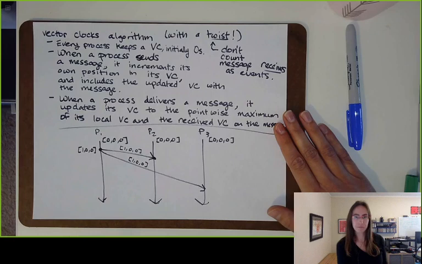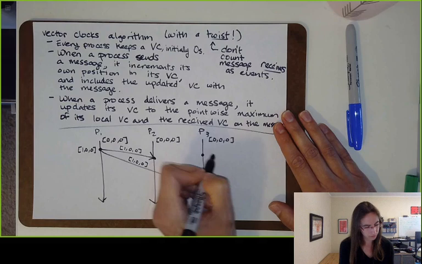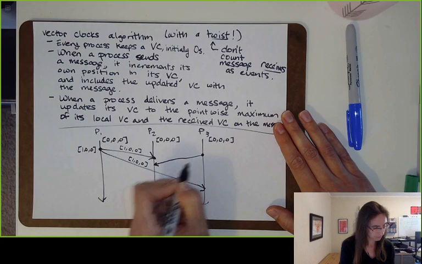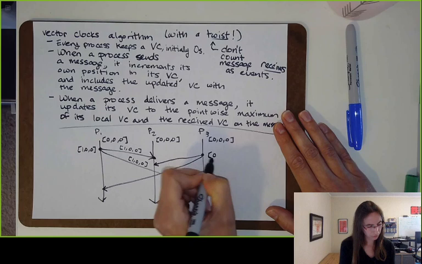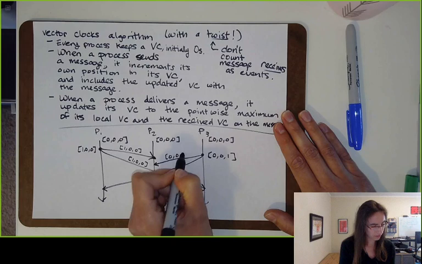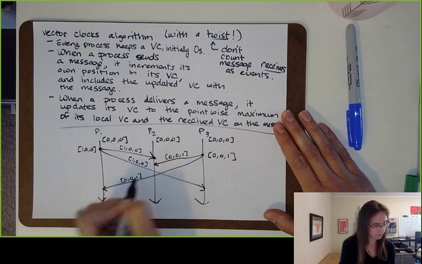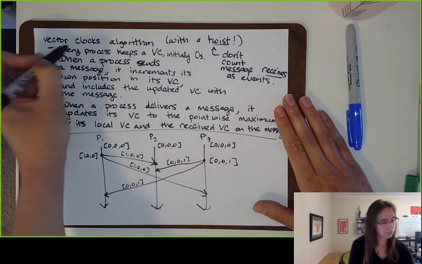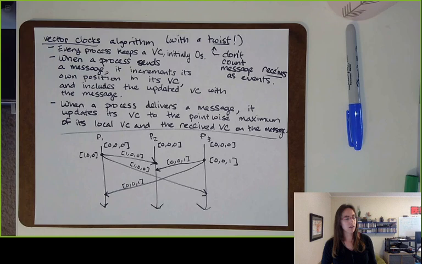And then you could imagine maybe over here, process three is sending one. So this one would get updated to 001. And then once again, that's going to tag along. This is the updated vector clocks algorithm. So we're looking at the vector clocks algorithm that we had before, and we're updating it slightly. I haven't quite gotten to enforcing causal delivery yet. So the question was, are we doing causal delivery or are we doing causal broadcast? Well, we're not really doing either yet. We're just setting things up.